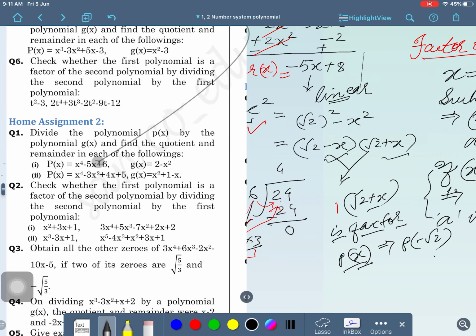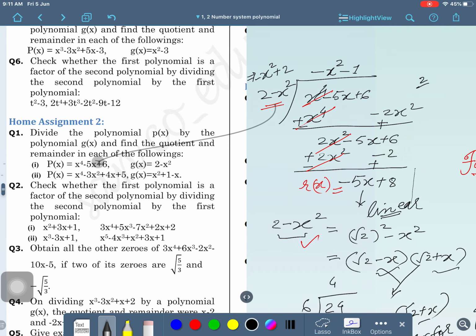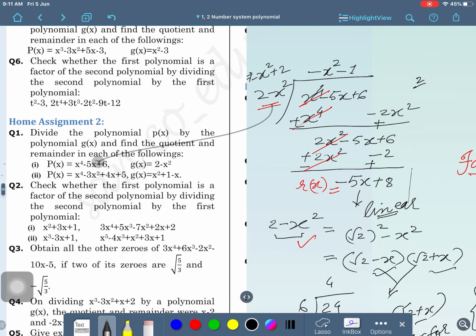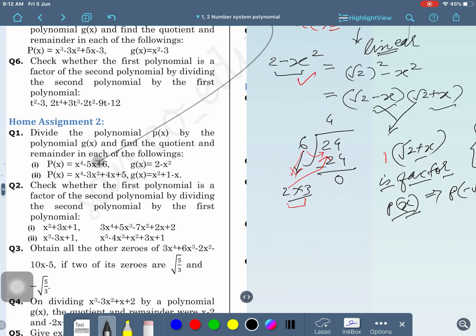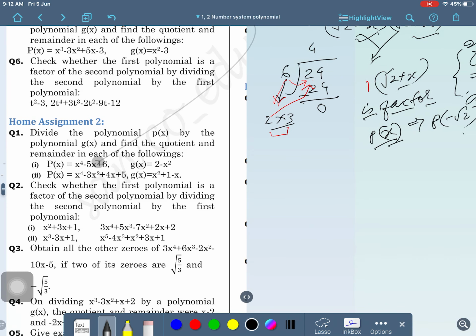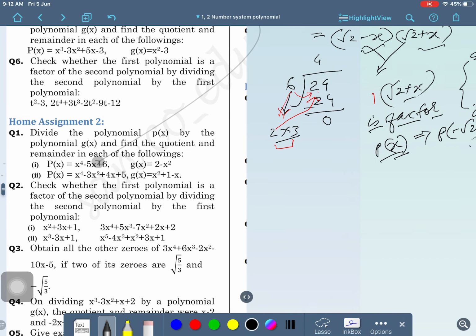Here that is x to the power 4 minus 5x plus 6 and 2 minus x square. Is that clear? Also x square minus 5x plus 6, and further this is to be solved. Is that clear? Later, p of x is equal to x to the power 4 minus 3x square plus 4x plus 5, and further this is also to be solved. 2 minus x square is there also. So, did you understand the meaning of that?